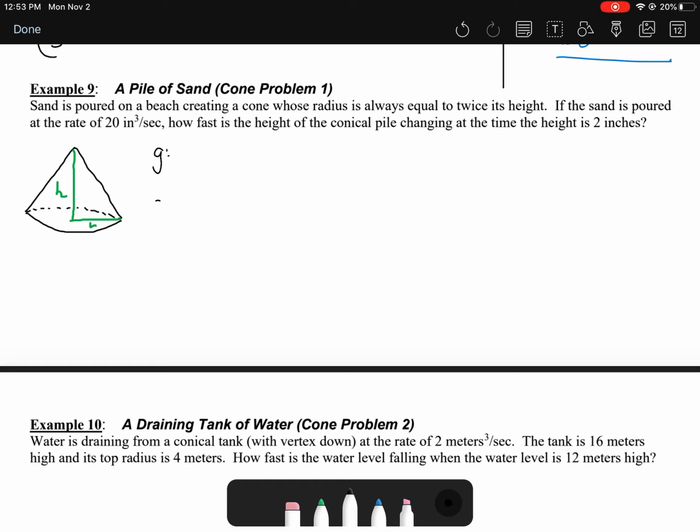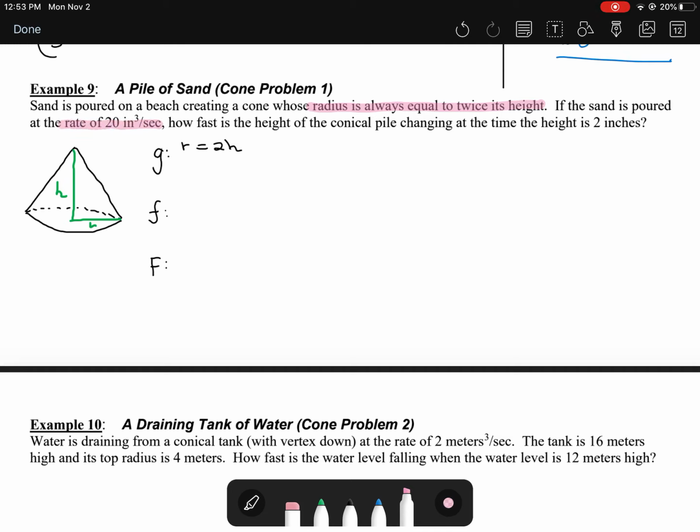What are we given? What do we need to find? And what formula should we use? Okay, so I know the radius is always equal to twice its height, so they're telling us that, so we should probably write it down. So the radius is equal to twice the height. If the sand is poured at a rate of 20 inches cubed per second, so sand is poured at a rate of 20 inches cubed per second.